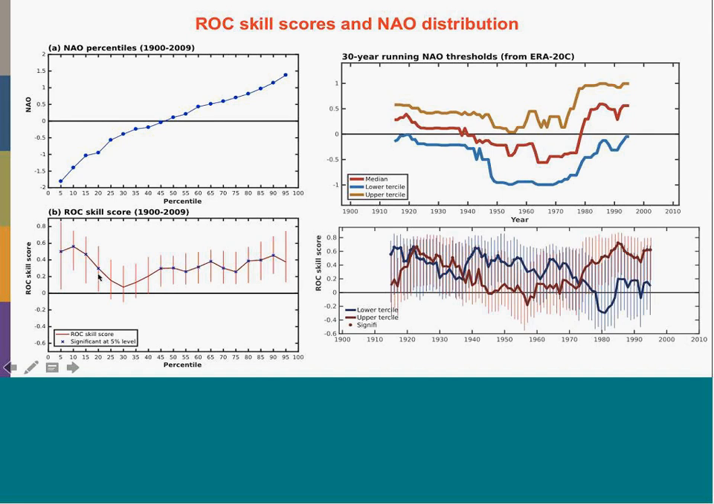But in between, for the weakly negative NAO events in the percentile range of 25 to roughly the 40th percentile, we see that we can't distinguish our ROC skill score from zero. And in that case, for these cases, we don't find any significant skill there.